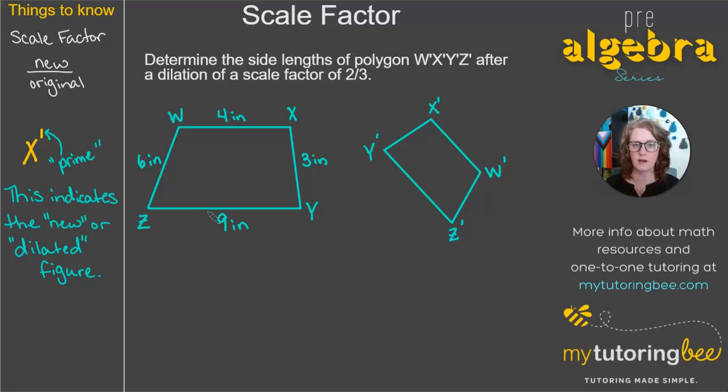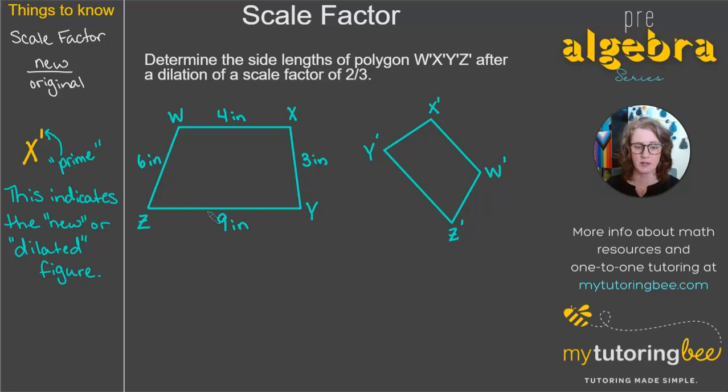When we're using scale factors, we always want to take the original measurements and then multiply them by whatever our scale factor is. Again, we want to make sure that we have corresponding side lengths. Because this is named with all of the primes, that should be relatively easy for us to determine which side lengths go together, because in our original trapezoid, WX is going to correspond to W prime X prime. That's helpful in that naming convention with those primes. So let's go ahead and do that.